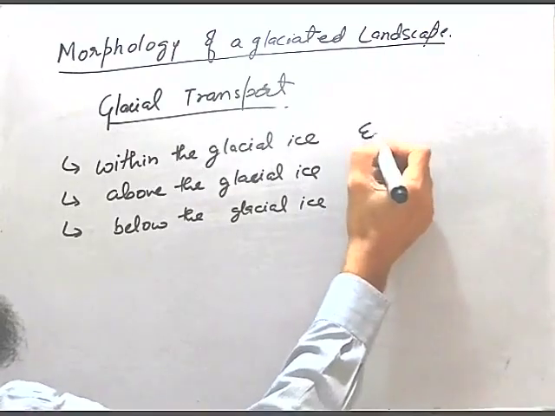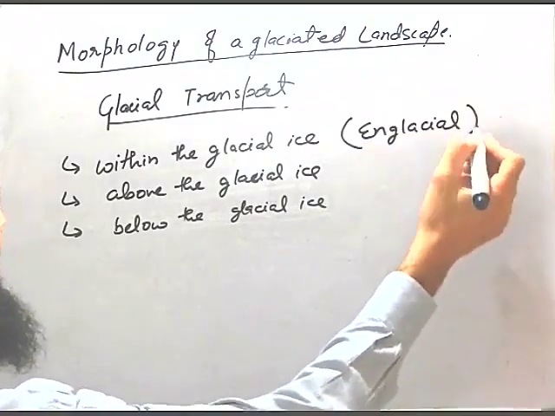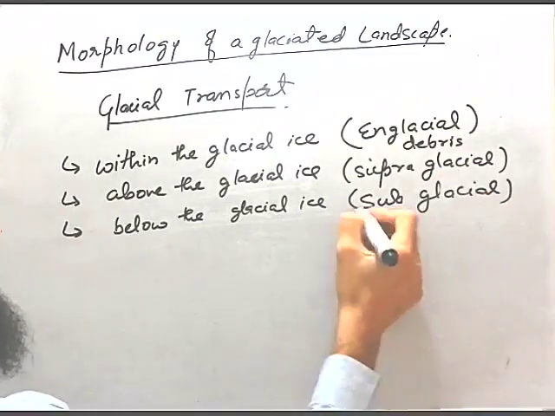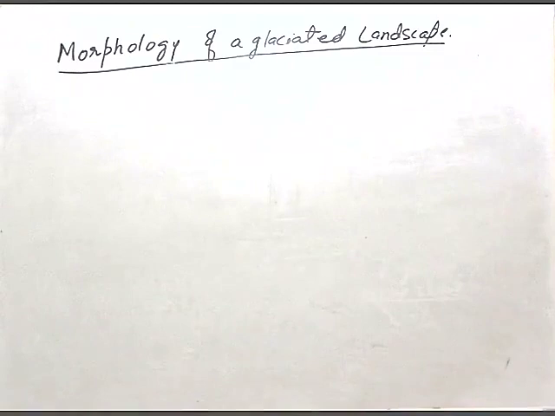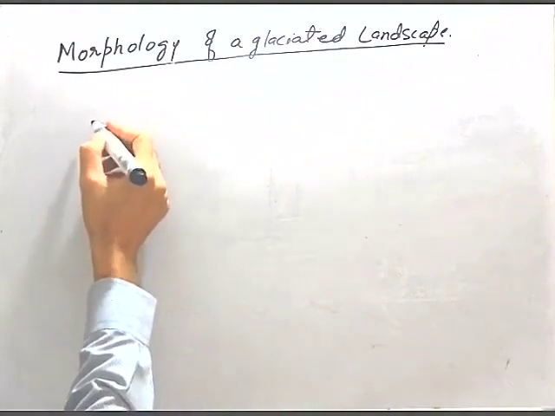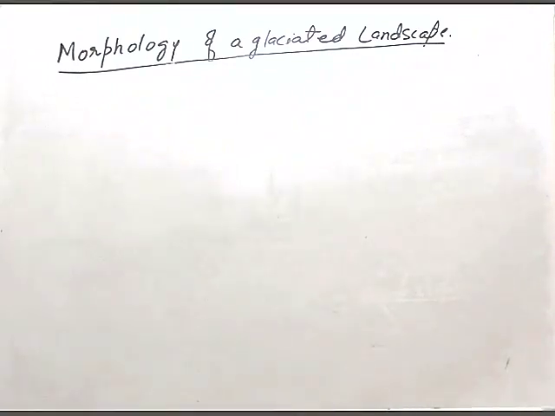Now the debris or the loose material or the glacial sediment may be transported within the glacial ice. It is said to be englacial debris. This is supraglacial and this is subglacial debris. Now the glacial debris may be acquired by the glacier itself, as I have told before, by the processes of plucking or quarrying and by the processes of fracturing.